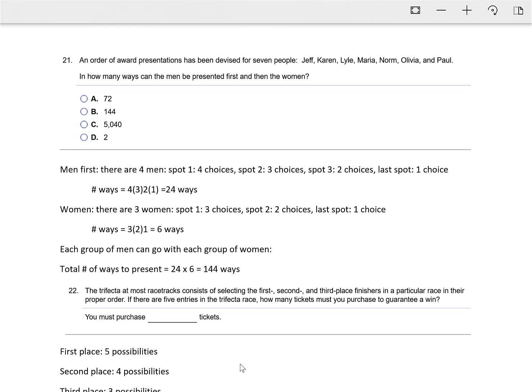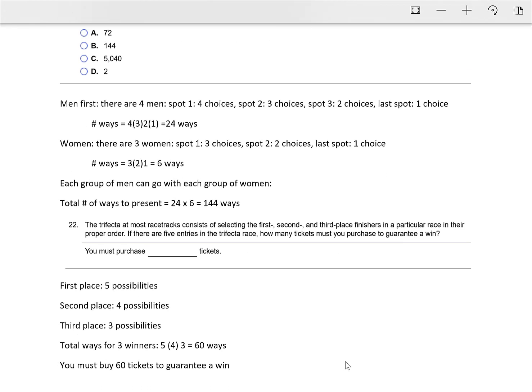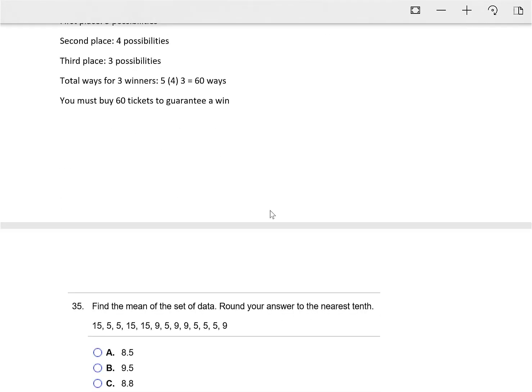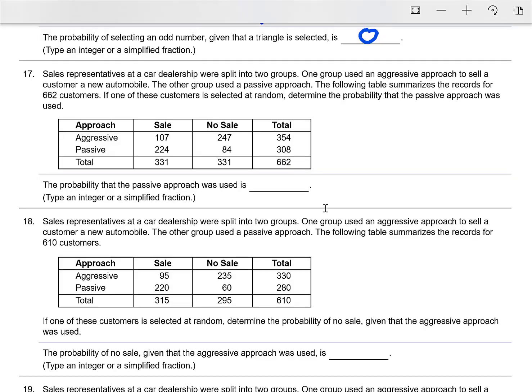The trifecta at most racetracks consists of selecting first, second, and third place finishers in a particular race in proper order. If there are 5 entries, how many tickets must you purchase to guarantee a win? So first place, you have 5 possibilities. Second place, 4. Third place, 3. So there's 60 ways. So you would have to buy 60 tickets with all those different combinations in order to guarantee that you'll win. Okay, let's go back over here.